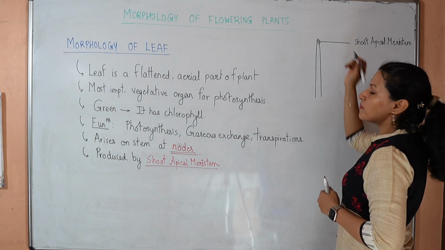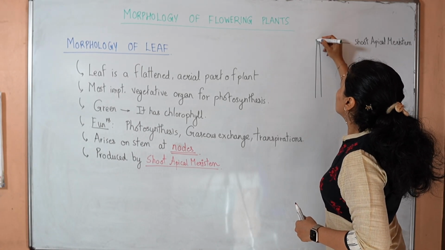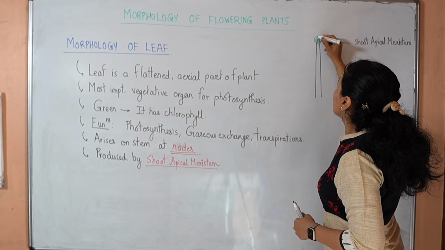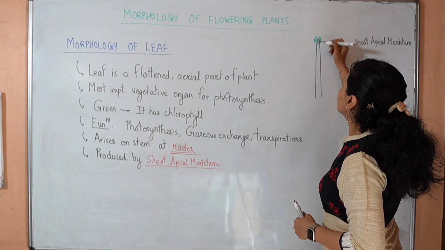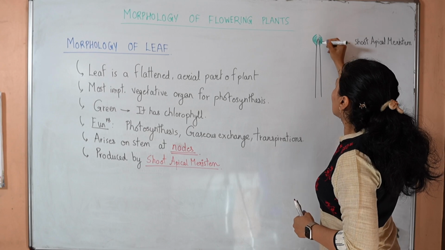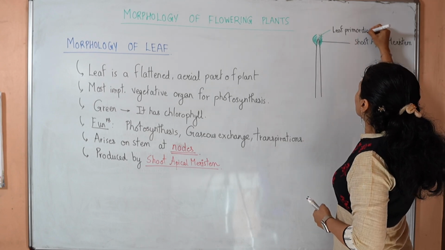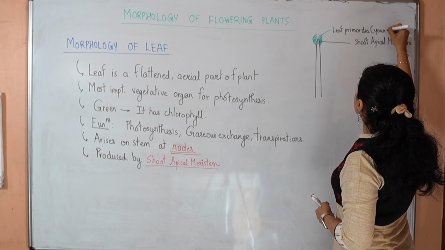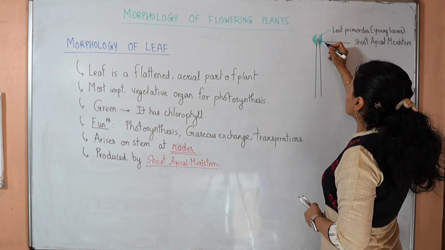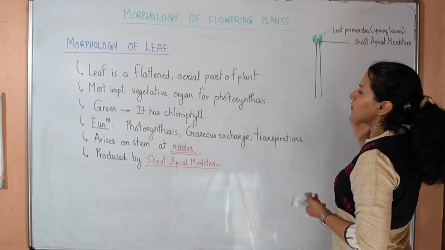If you look at the shoot apical meristem carefully, you will observe that it is covered like this by small leaves. It is completely covered by small young leaves. These young leaves are called leaf primordia. Leaf primordia are the young and immature leaves, and in their young state they are covering the shoot apical meristem and protecting it.